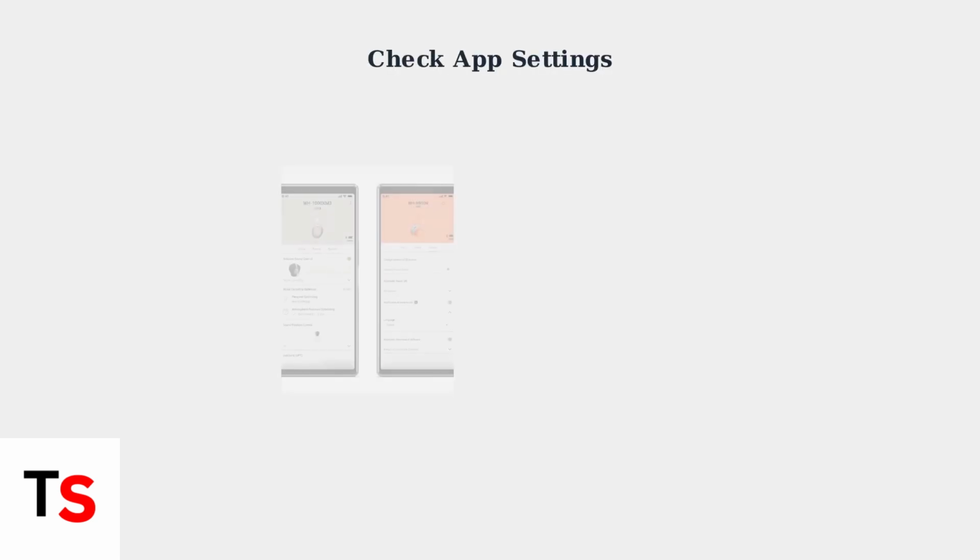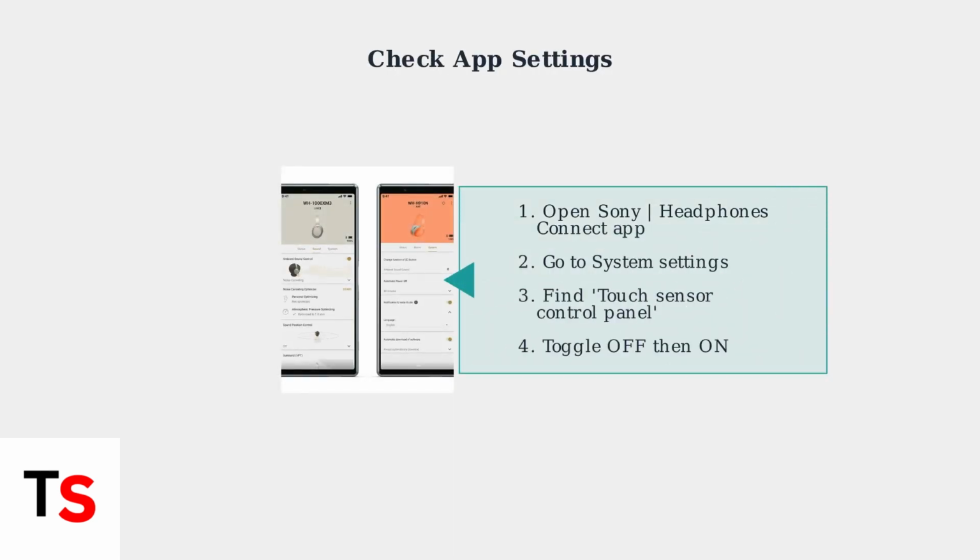Check the Sony Headphones Connect app to ensure the touch sensor control panel is enabled. Navigate to System Settings and look for the touch sensor control panel option. Try toggling it off and on if issues persist.